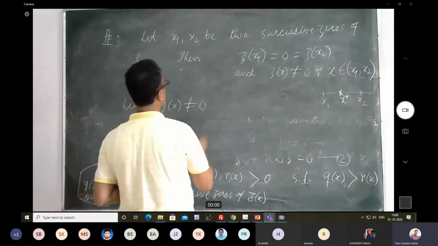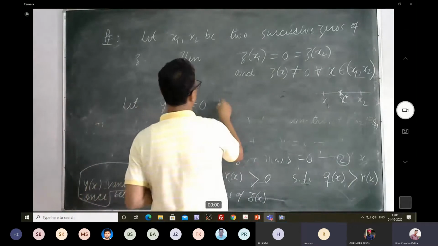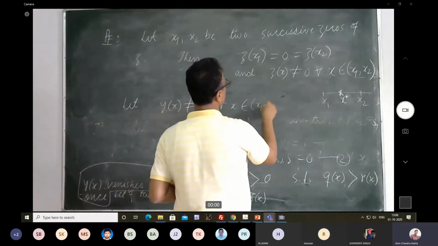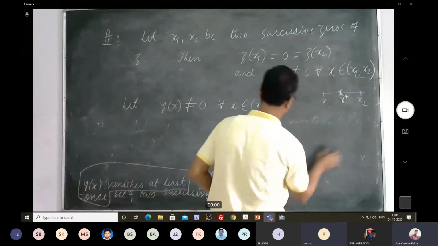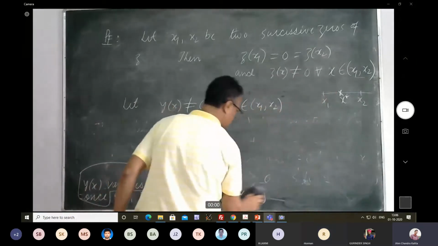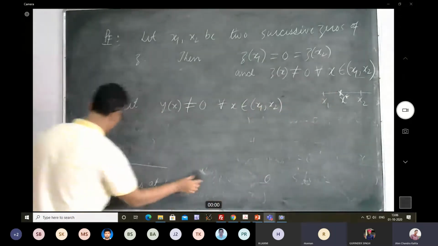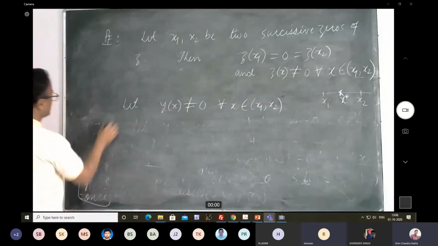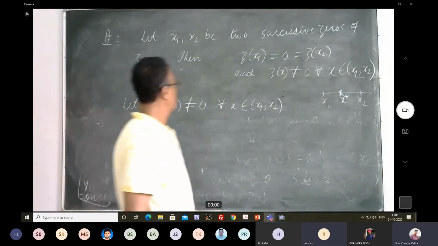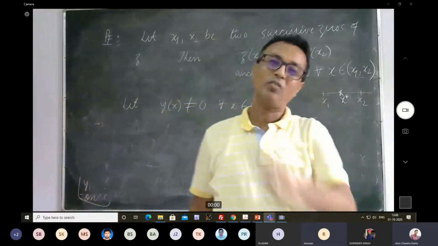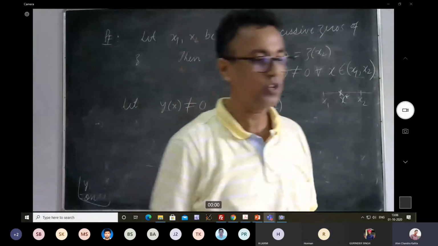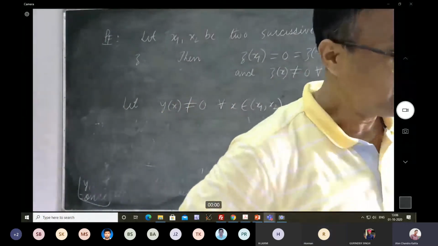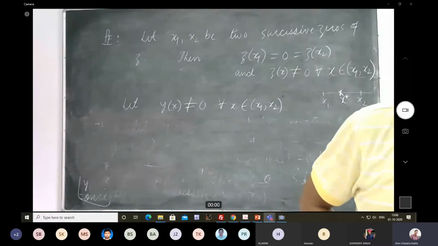Let y(x) not equal to 0 for all x belonging to (x1, x2). So I am going to write a contradiction, and then my job will be done. And as before, since y is not equal to 0 in that interval, we can assume that either y is positive or y is negative.